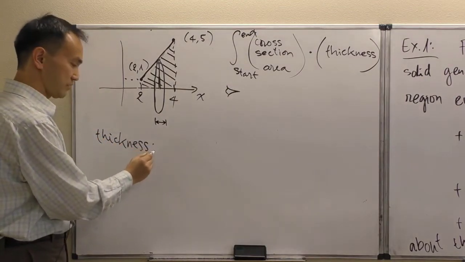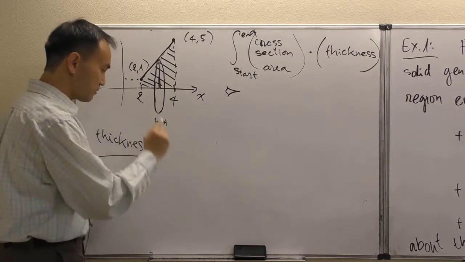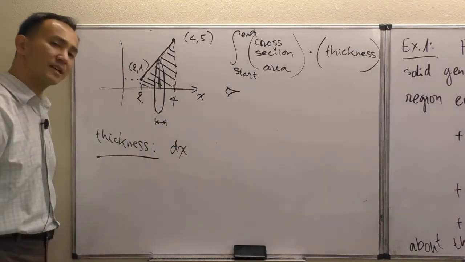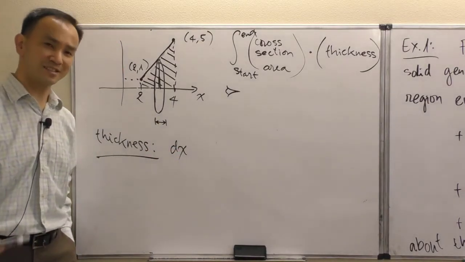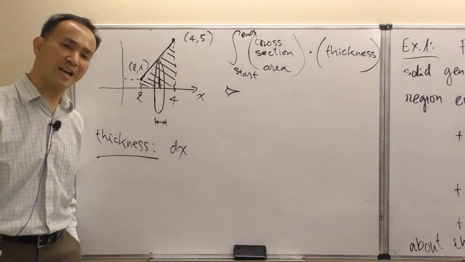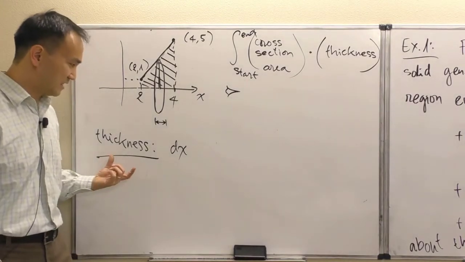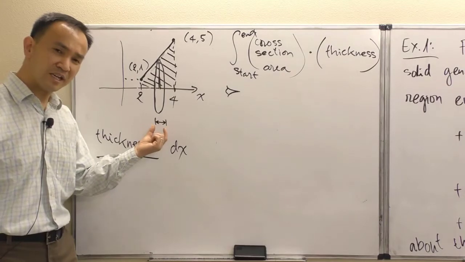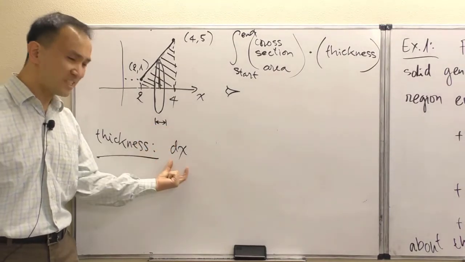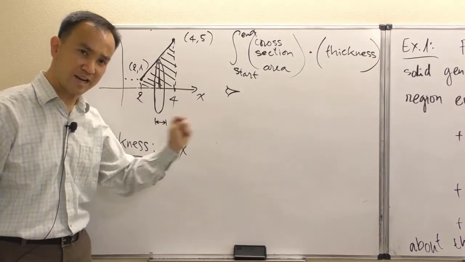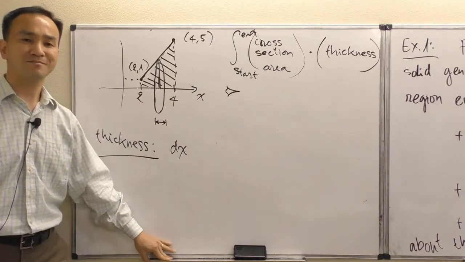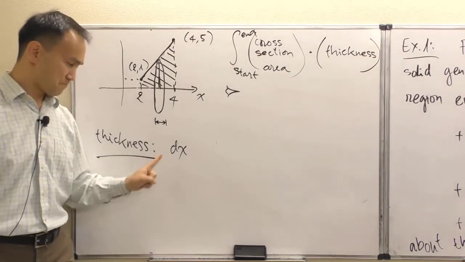Be neat, okay? The thickness listed in this problem is dx. Now it's where we apply our calculus understanding. Thickness is a change in x value, but infinitesimally small. So that's the differential dx right there on the x-axis. Keep that in mind.